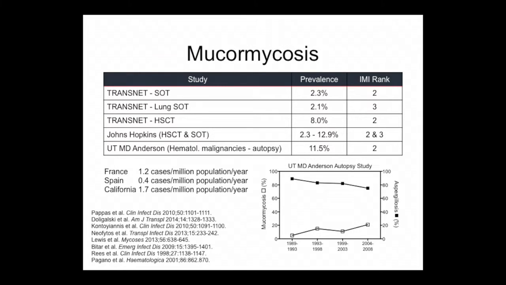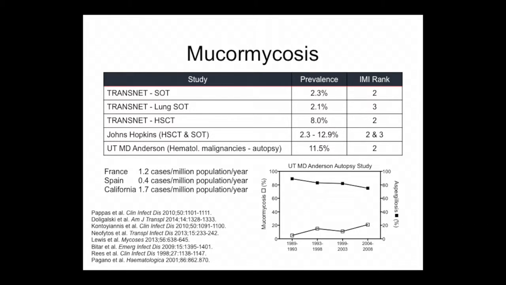Switching gears for mucormycosis, the prevalence was much lower than what we saw with invasive aspergillosis, both in the Transnet cohorts of patients as well as in the Path Alliance. Individual studies that have been reported out of Johns Hopkins and an autopsy study out of UT MD Anderson from Dimitris Kontoyiannis and Russ Lewis showed that their prevalence was about 11.5%.